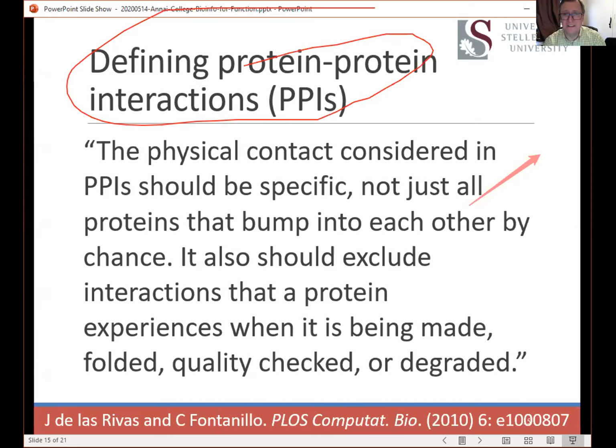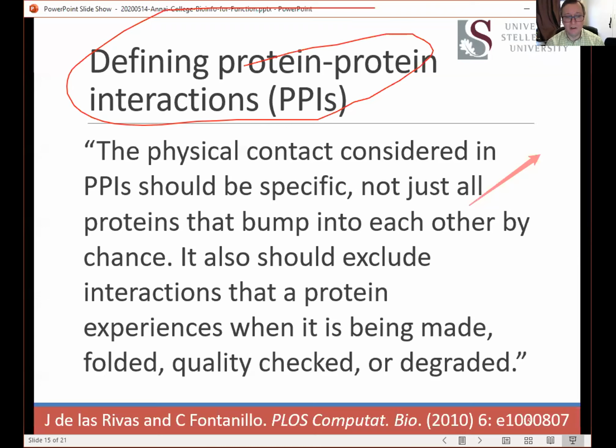Cells are crowded places, you know? It also should exclude interactions that a protein experiences when it is being made, folded, quality checked, or degraded. Okay, so if you ask what protein touches others most commonly, you would find that ribosomes touch every protein because all proteins are manufactured at ribosomes. So we do not claim that ribosomes form PPIs with every protein in the cell, because that's just part of making one.